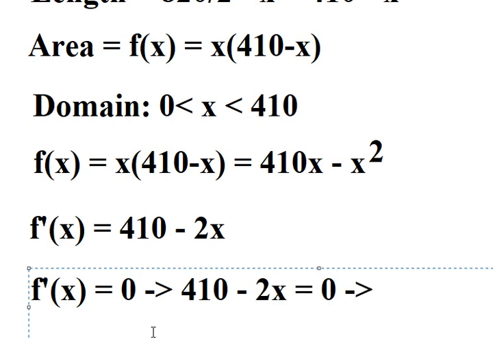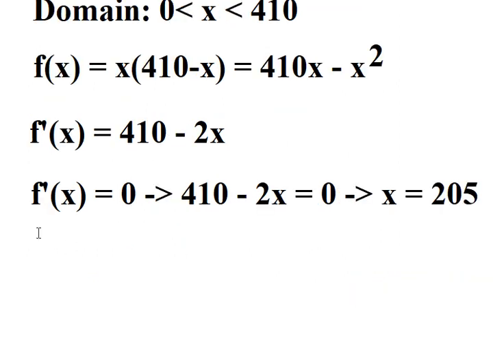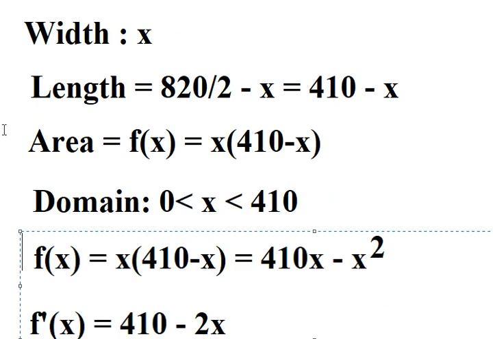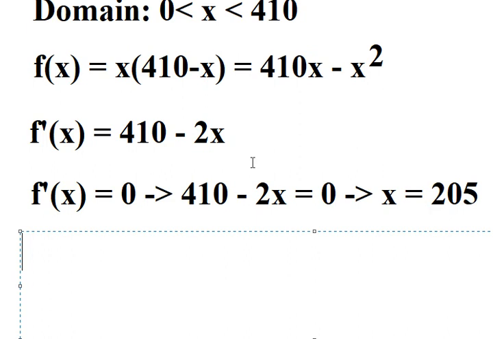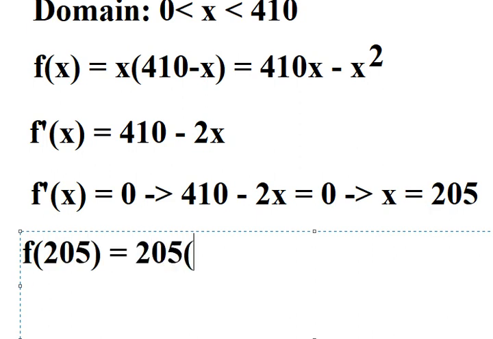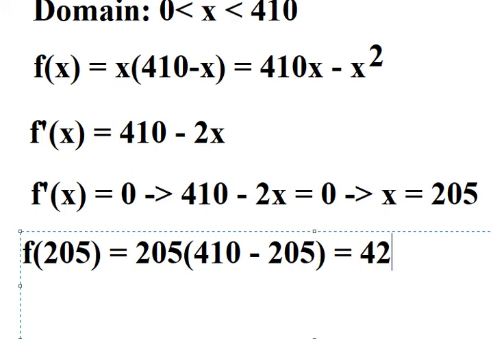So we calculate this one, and we have s equals 205. After we find the value of s, we can find the maximum area in here. That is 42,025.